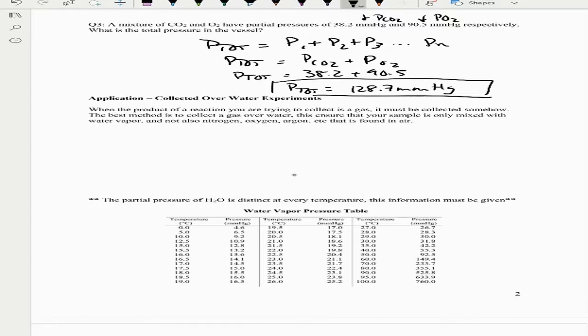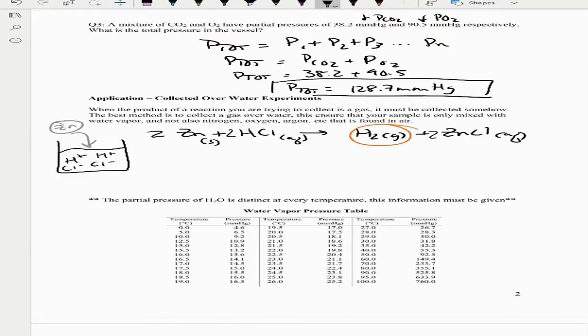Consider the reaction of zinc plus HCl. We get hydrogen gas plus ZnCl. Typically, we would drop solid zinc into an aqueous solution of HCl. However, when it reacts, we end up bubbling H2 out of solution, and then we're not able to collect it if we wanted to sell it or use it in a different reaction.